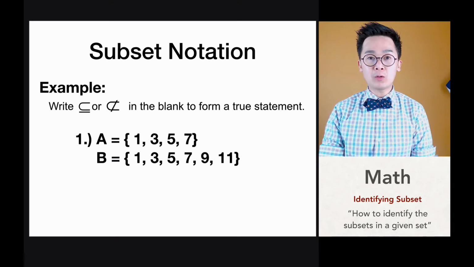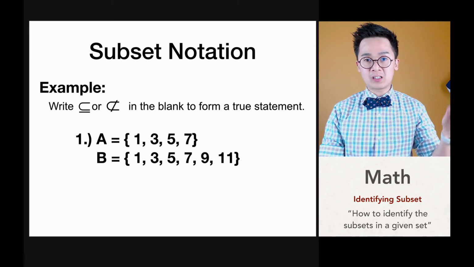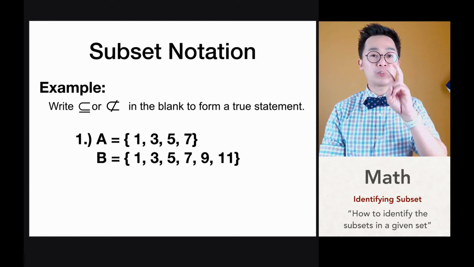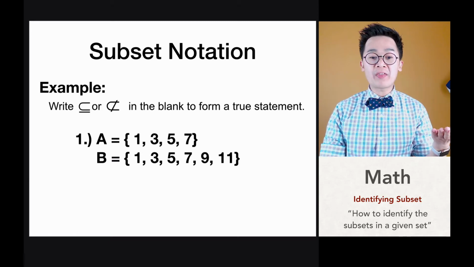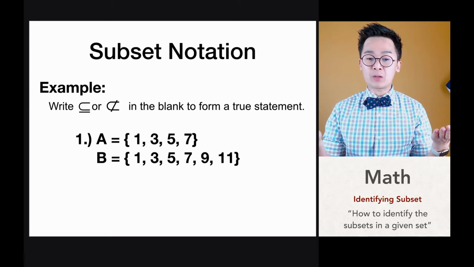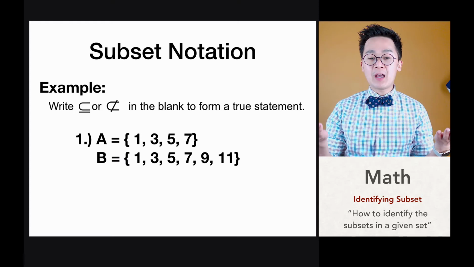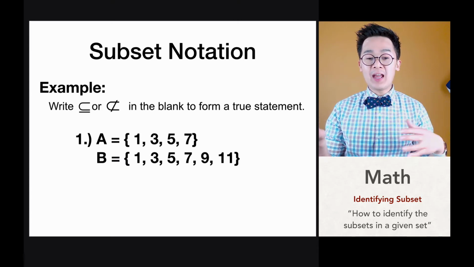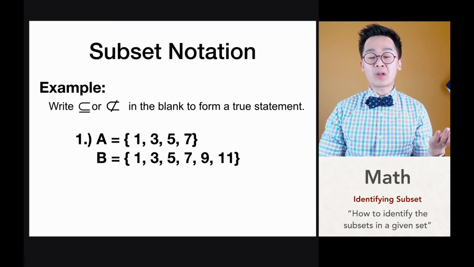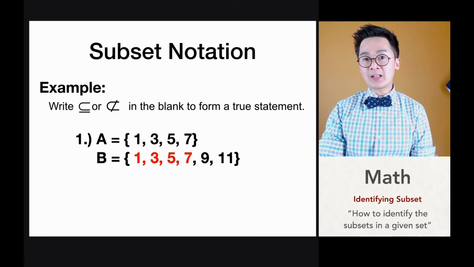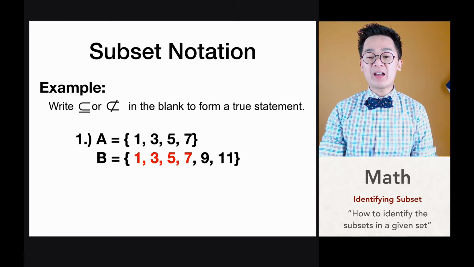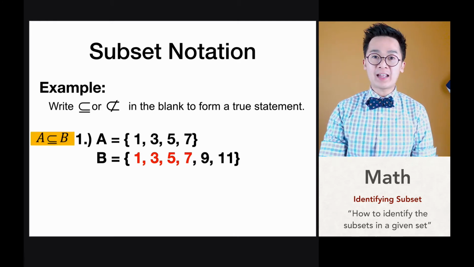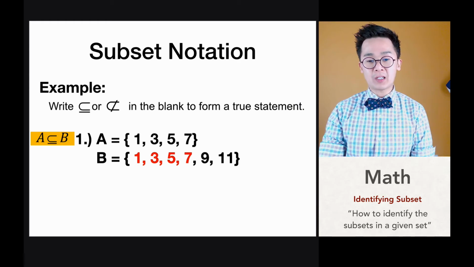So for example number one, we have two sets. We have set A, which is 1, 3, 5, 7, and we have set B, which is 1, 3, 5, 7, 9, 11. Now you will notice that in set B, we have more elements, and in set A, we only have 1, 3, 5, 7. And 1, 3, 5, 7 can also be found in set B. Therefore, set A is a subset of set B, because we can find all the elements of set A in set B.